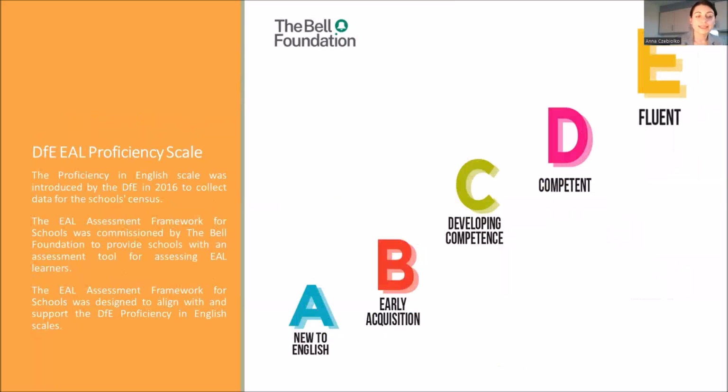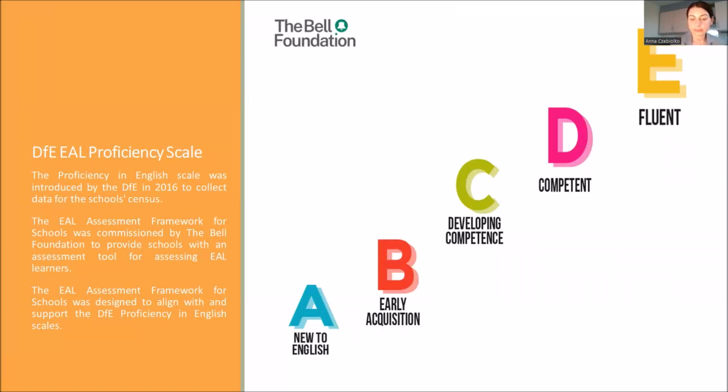The Proficiency in English scale was introduced by the Department for Education in 2016 to collect data for the school census. The EAL assessment framework for schools was commissioned by the Bell Foundation to provide schools with an assessment tool for assessing EAL learners. The EAL assessment framework for schools was designed to align with and support the Department for Education proficiency in English scales.